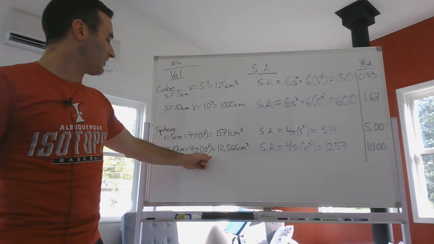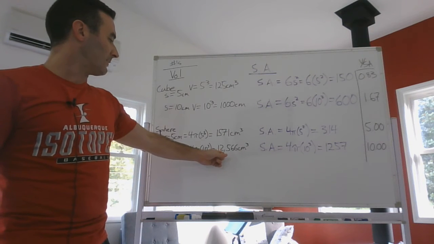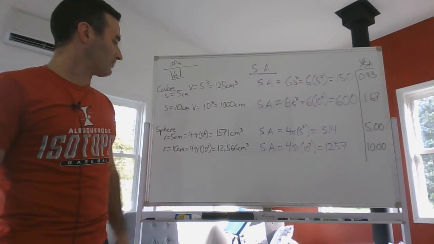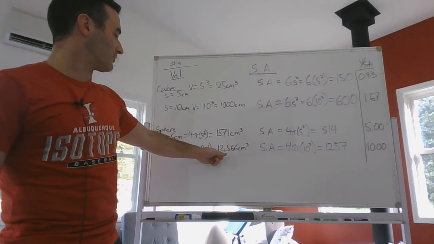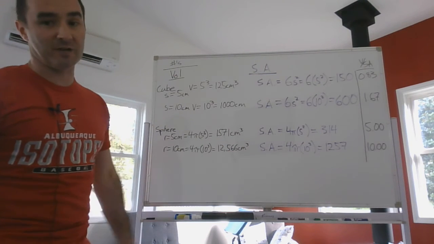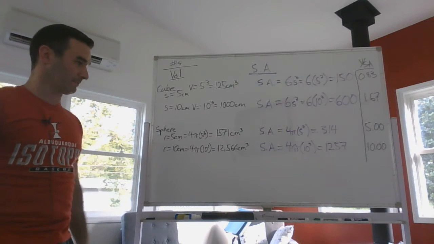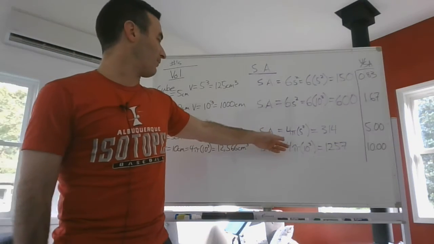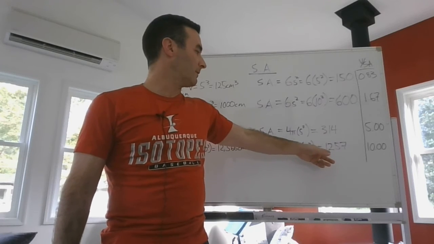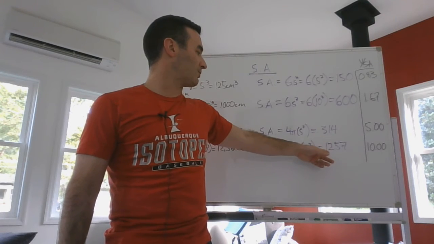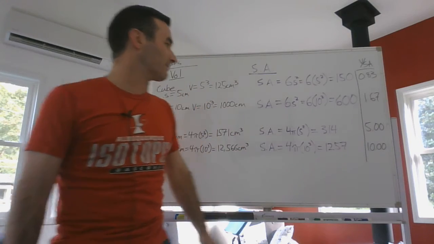But look at this. Again, look at the factor it goes up by there. It's going to be another factor of 8: 12,566 cubic centimeters. It's incredible. Do the same thing over here. You go from 314 for a surface area to 1,257.